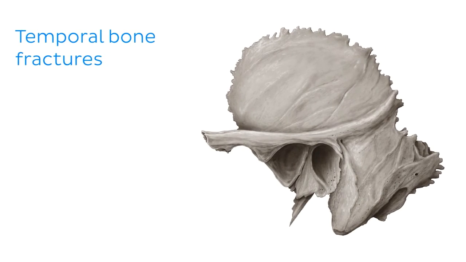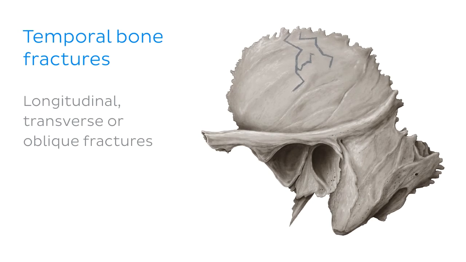In this part, we're going to talk a little bit about temporal bone fractures. Temporal bone fractures occur due to blunt head injuries that normally have to be reasonably severe in nature. They're usually classified into either longitudinal, transverse, or oblique fractures.